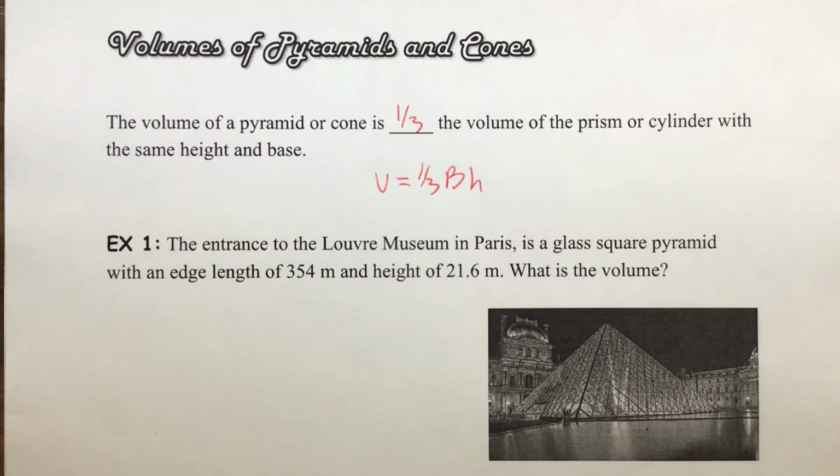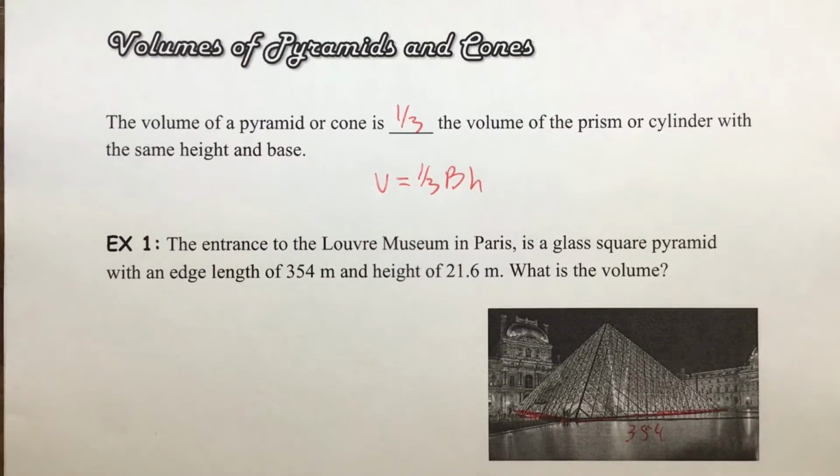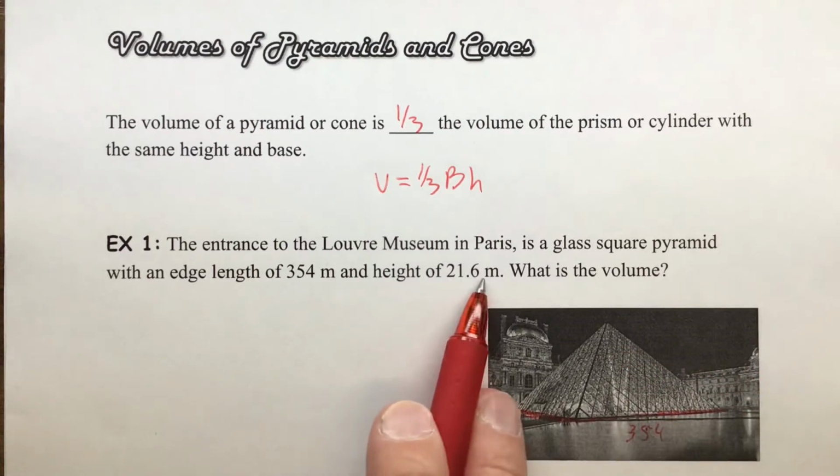Example 1, the entrance of the Louvre Museum in Paris is a glass pyramid with an edge length of 354 meters and a height of 21.6 meters. It might be hard to see in the picture here, but you do have a square pyramid. That would be the base, right? You've got a square base here, which will be 354 by 354. The true height, measured within that figure, is going to be 21.6 meters.